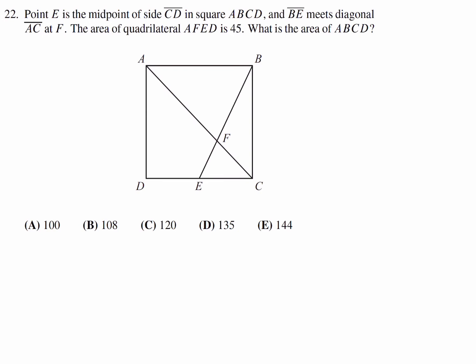Point E is the midpoint of side CD in the square ABCD, and BE meets diagonal AC at F. The quadrilateral AFED is 45. What is the area of ABCD?